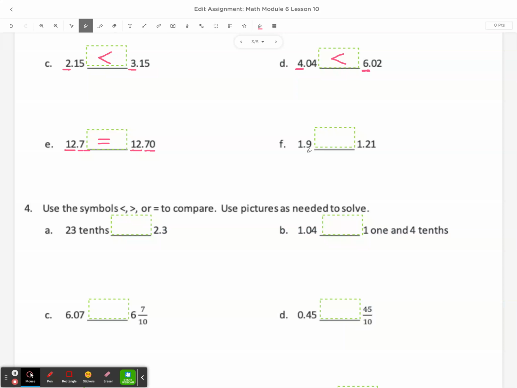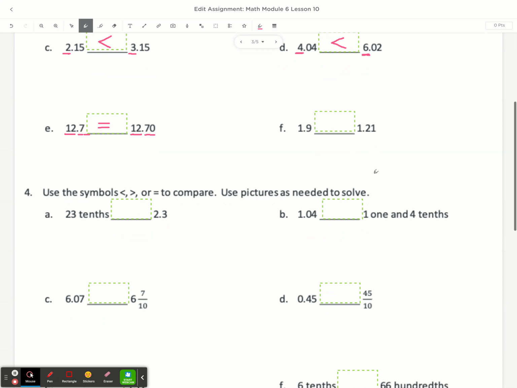Part F, we have 1.9 versus 1.21. So again, we're going to start in the place value furthest to the left, which in this case is the ones place. So I have 1 one versus 1 one. So far it's the same number, we can't compare them yet, so we have to move to the next place value, which is the tenths place. I have 9 tenths versus 2 tenths, and I can go ahead and stop right there because I know that 9 is bigger than 2.